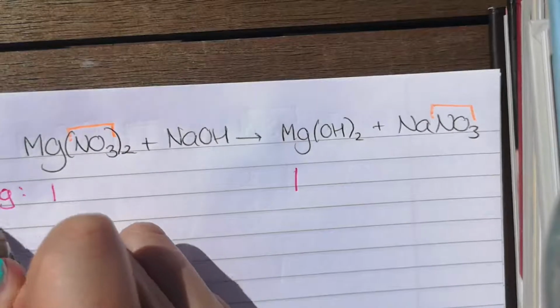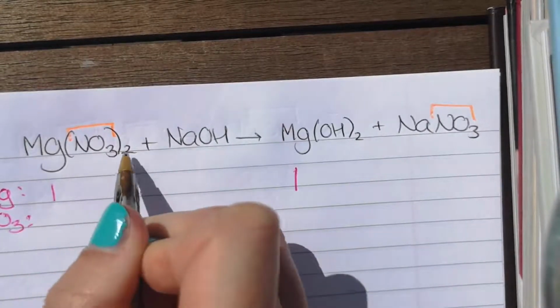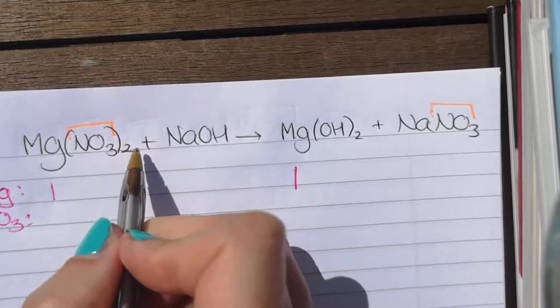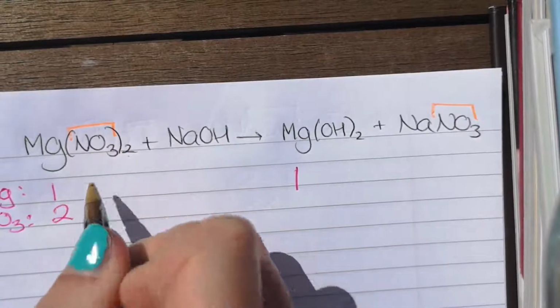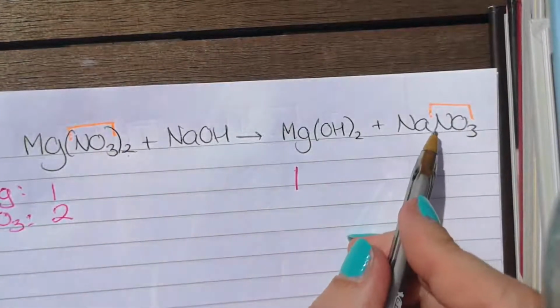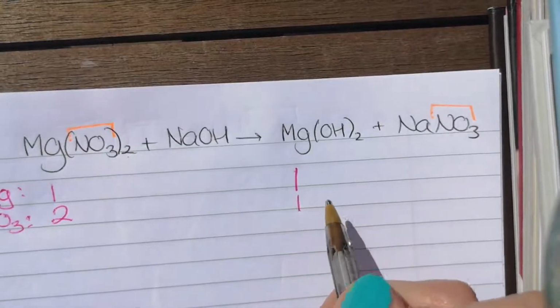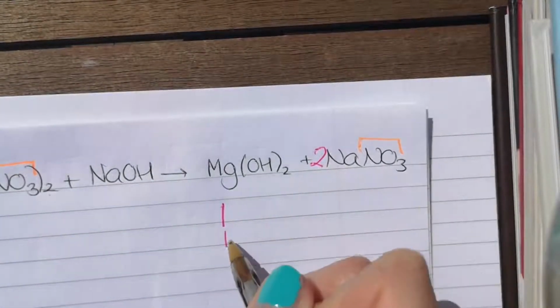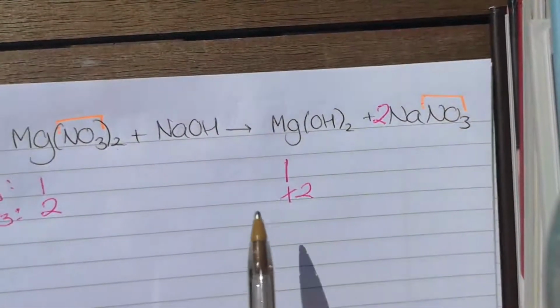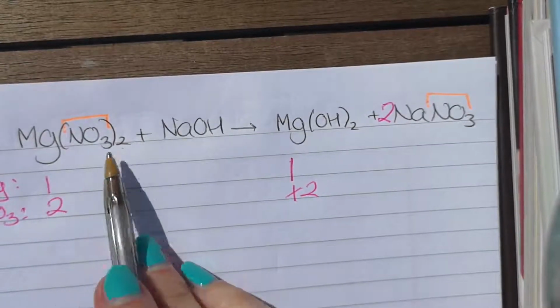The next thing I come to is my NO3 chunk. I've got 2 of them here. The little 2 applies to everything within the brackets. So I've got 2 of those chunks, and on the right hand side here I've just got 1. So what I'm going to want to do is pop a big 2 in front there. So I've now got 2 NO3 chunks on each side.